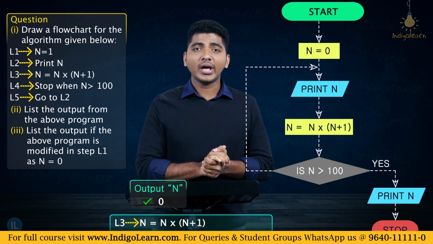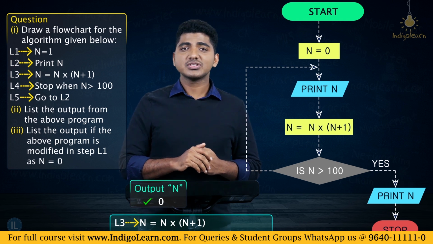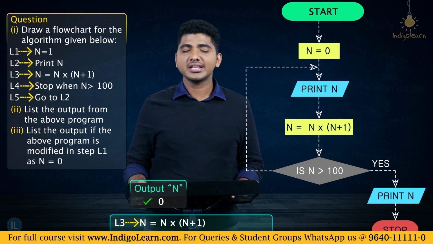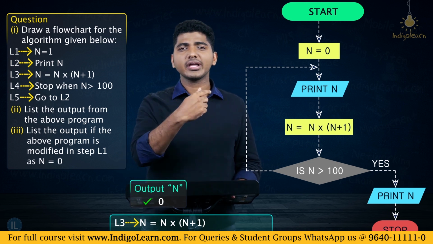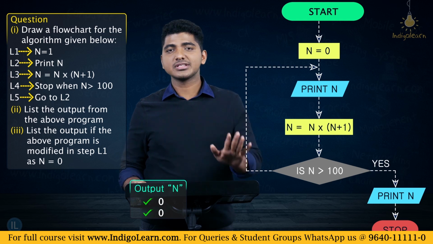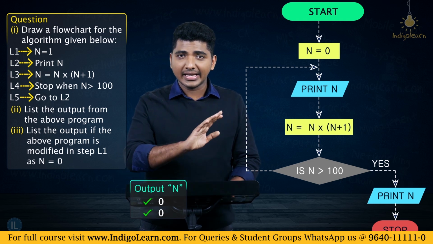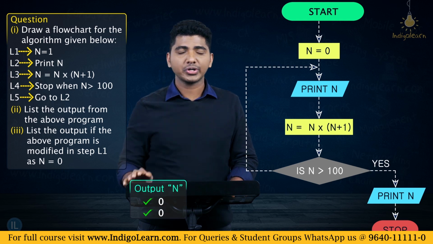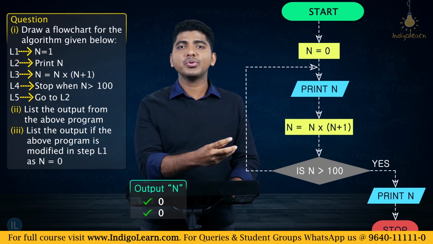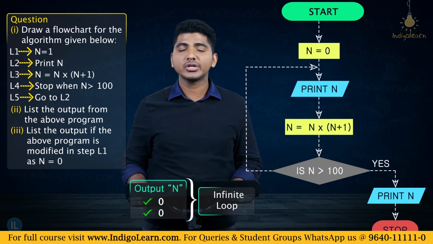So 0 into 1, what is the answer? Again answer is 0, and you will ask whether 0 is greater than 100. Answer is no. You go back again. No matter how many times you go back, answer will always be 0. So this program will never end. So we will never get an output, because output is only possible when your program has come to an end. So this is an infinite loop. So there is no output that you are going to get.